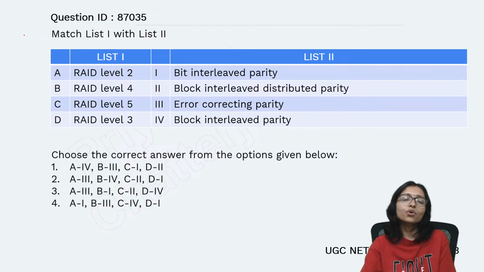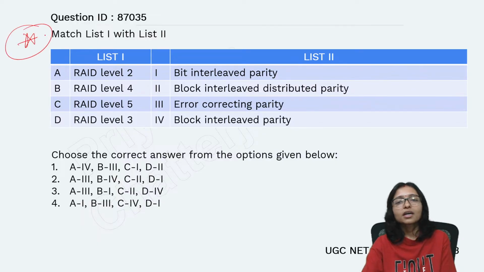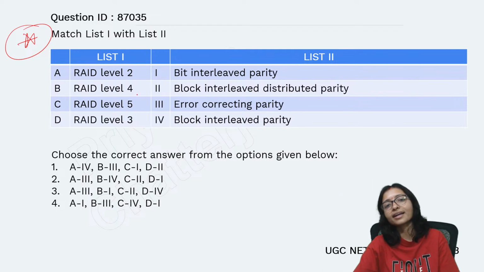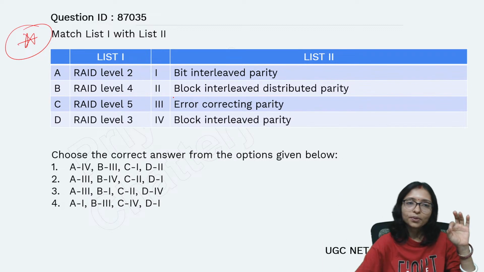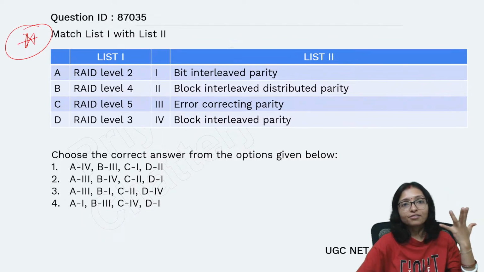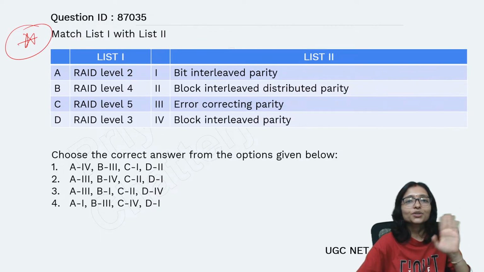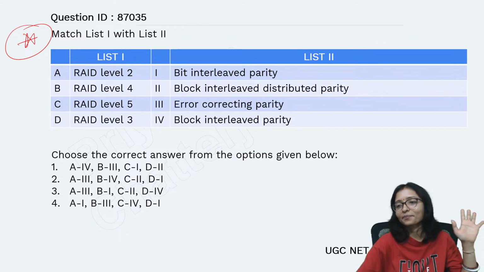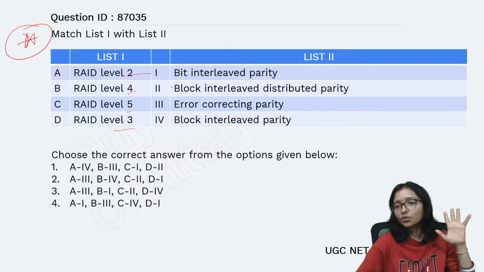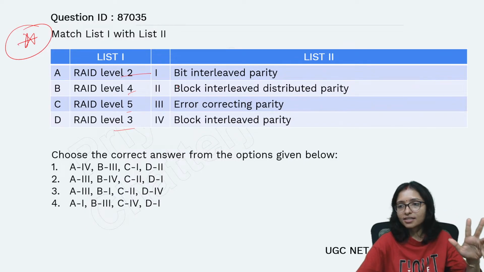Now this is the most popular topic. Every time nowadays examiners are asking questions from the RAID level. Very popular topic, RAID level. You have to learn the RAID level if you are going for the exam. Without RAID level, don't go to the exam hall, because they are repeating multiple times. Again and again they are repeating this question. Here RAID level 2, 3, 4, 5, you need to match. What is the answer?